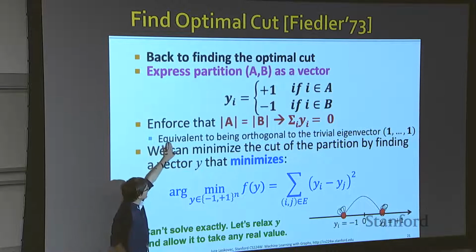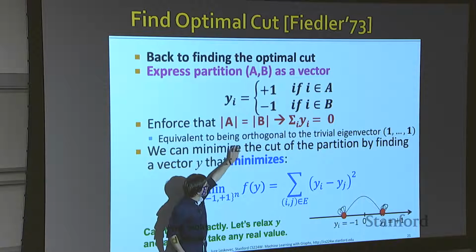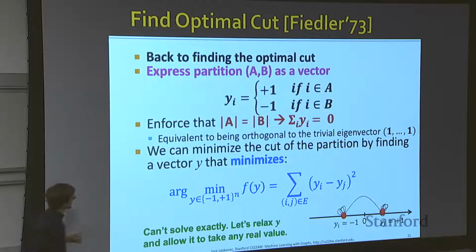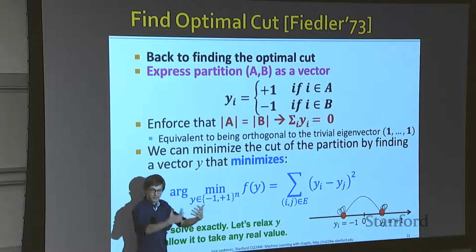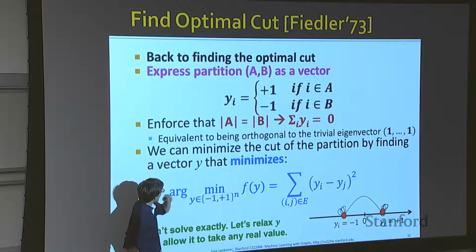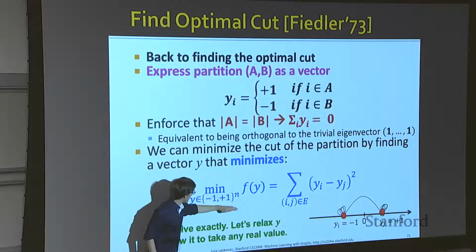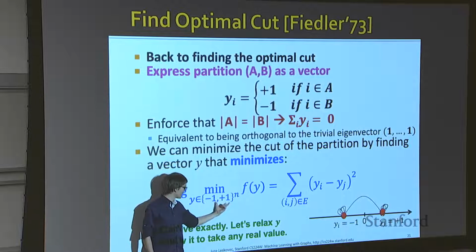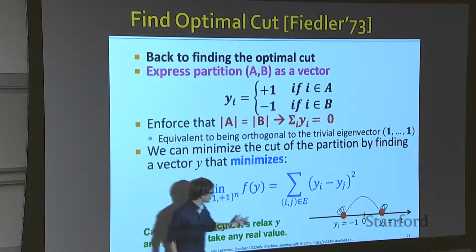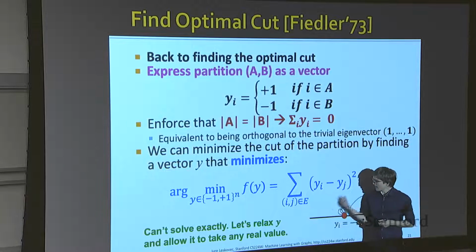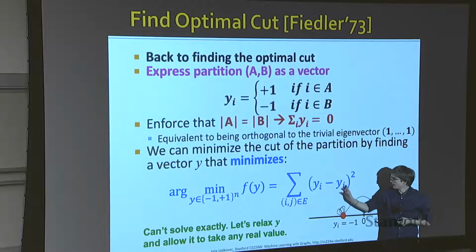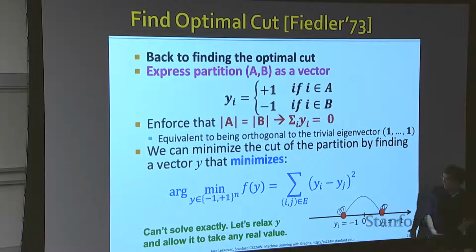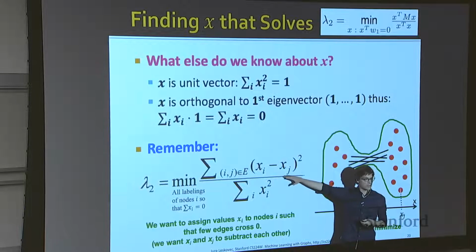Which is equivalent to saying that this vector y is orthogonal to the trivial eigenvector of 1, 1, 1, 1. Then he said we can minimize the cut of the graph partitioning by finding the vector y that minimizes the following expression. Let's find the vector y where every coordinate can only take a +1 or -1, such that when I take these labels and sum over the edges, the sum of the squared differences is as small as possible. Notice that this is exactly the problem we were trying to solve.